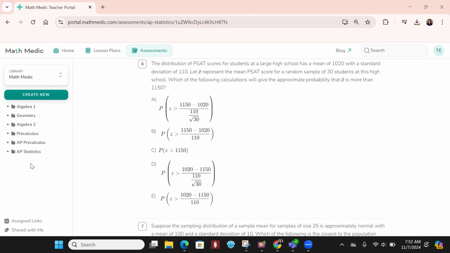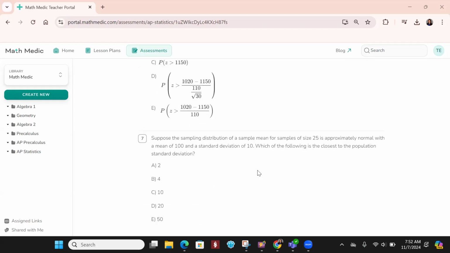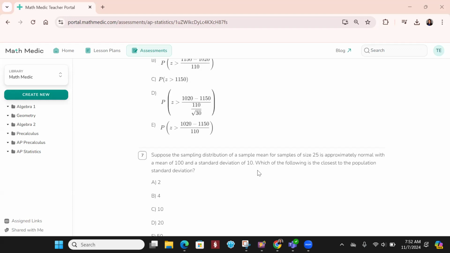Because it's giving more than. So if the Z is greater than, reading is key. Welcome to AP Stat. All right, number 7, last one. It was A.